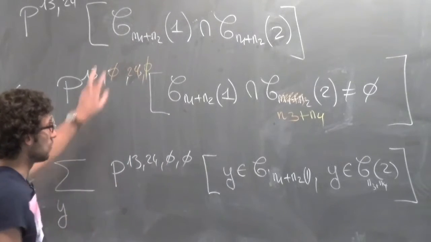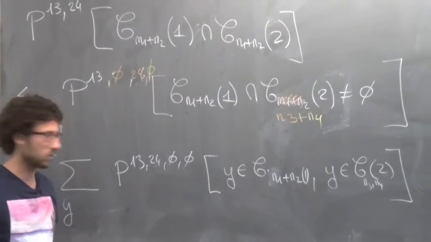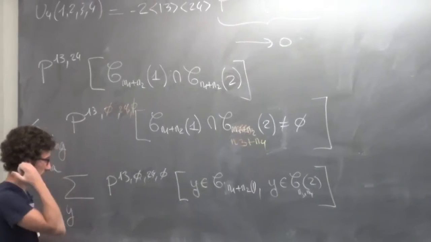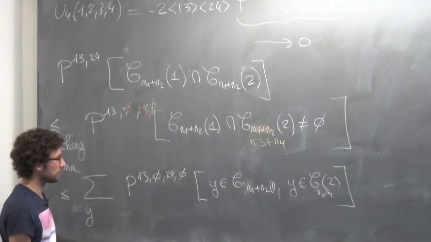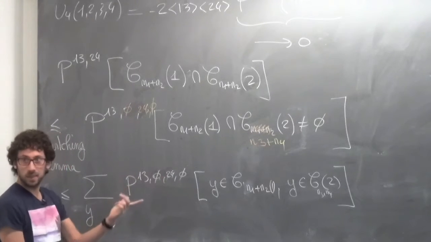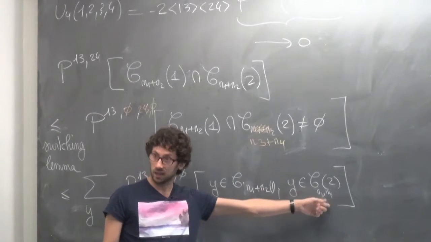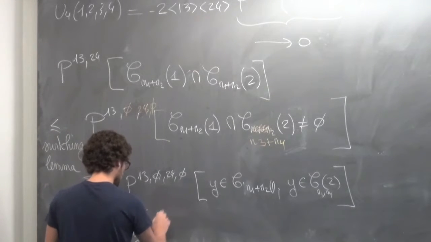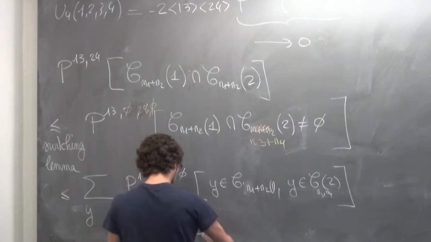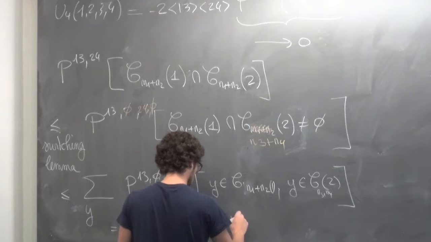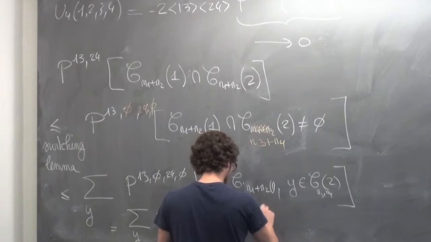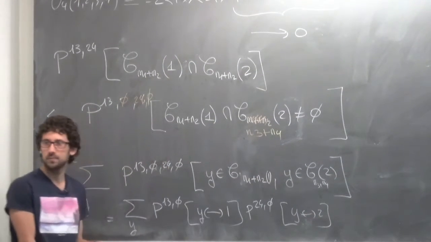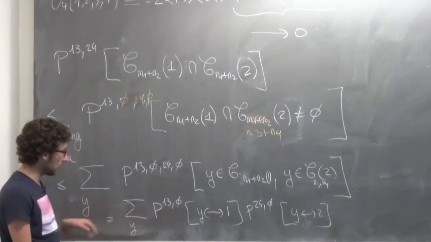Sorry. You are really doing a switching lemma, so you need to switch the sources. Like that. And here it's independent. But this event and this event, they are independent now that I have these sources. So if you look at the computation, you are going to get the sum over y of the probability with 1, 3, and empty set of y is connected to 1, times the probability for 2, 4, empty set of y connected to 2. Okay? That's equivalent.